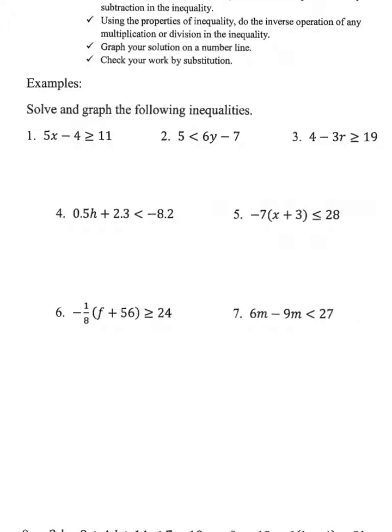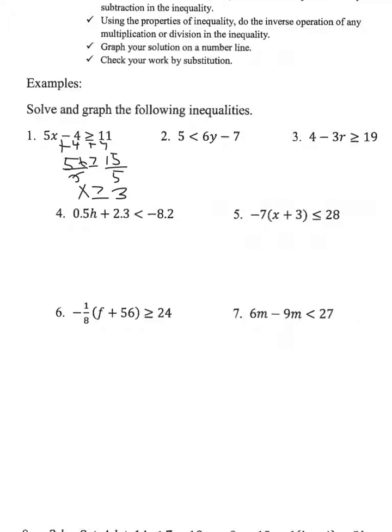Solving two-step inequalities and multi-step inequalities, the first thing you're always going to want to do is undo your addition or subtraction first, just like two-step equations. So we're going to add 4 to both sides first. So you get 5x is greater than or equal to 15, and then divide by 5. So you're going to get x is greater than or equal to 3. When you go to graph that, it is a closed circle on 3 and everything shaded to the right.